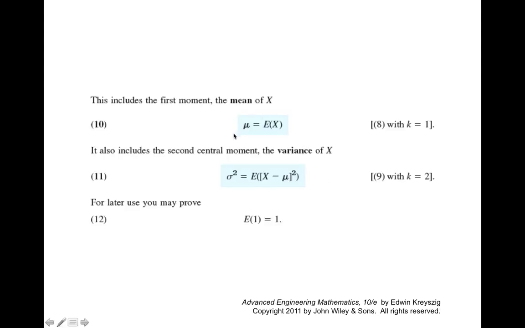So the first moment is the mean of x. The second central moment is the variance of x. And there are some higher order moments that sometimes can be interesting as well. And they measure different things. Variance, as we said, physically, is going to measure the spread of the data.